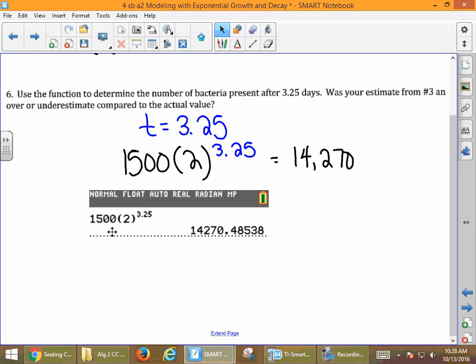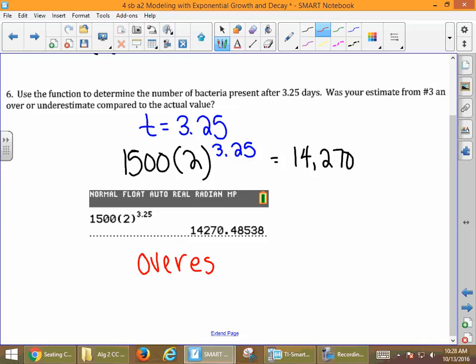So when we did our estimate, did we underestimate the bacteria or overestimate the bacteria? We got 15,000, so we overestimated. But it was still a reasonable estimate.